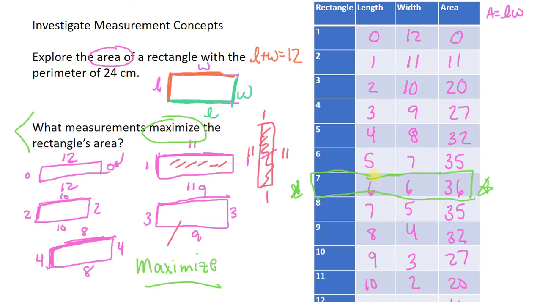Now, the length of this one is 6 and the width of this rectangle is 6. Well, think about that. 6 by 6. What kind of special rectangle is it? This is going to be a square. Okay, so in order to maximize the area given a perimeter, we need to draw a square.